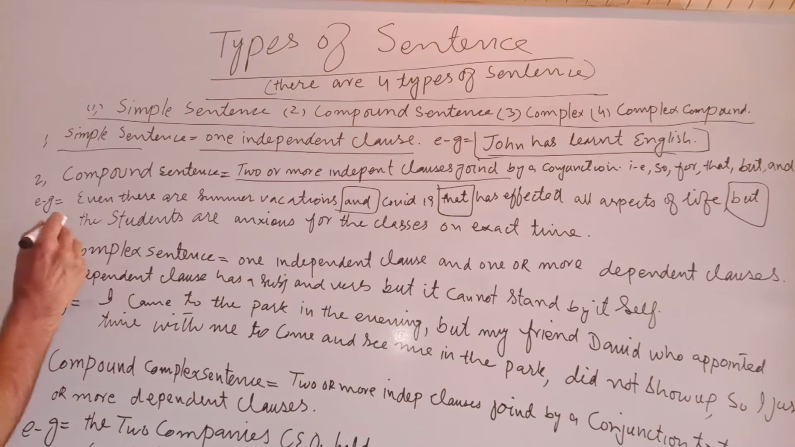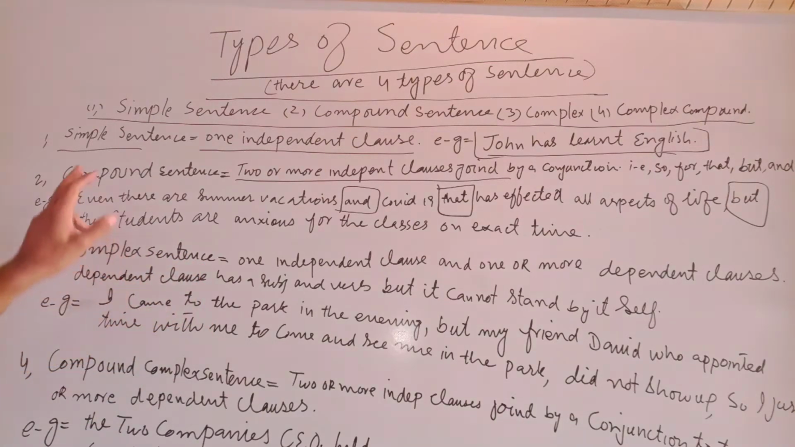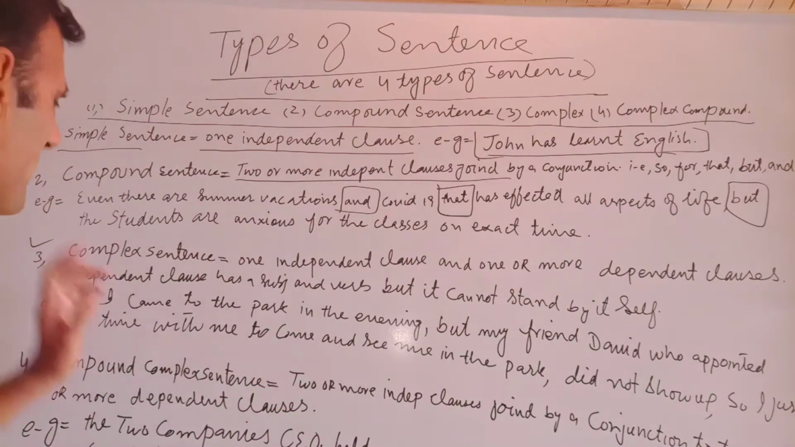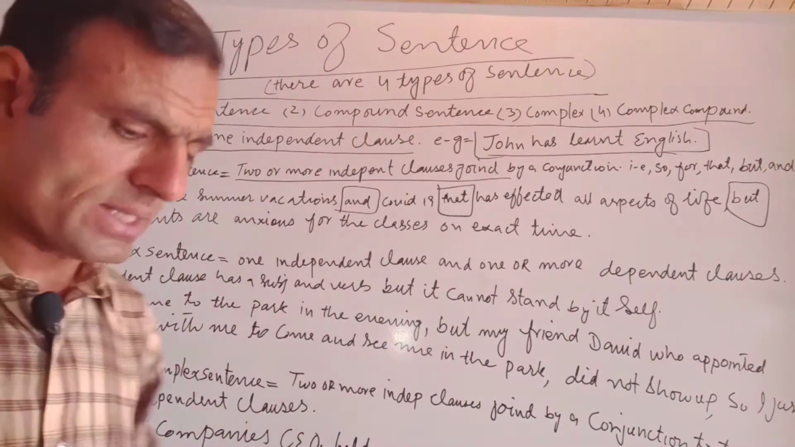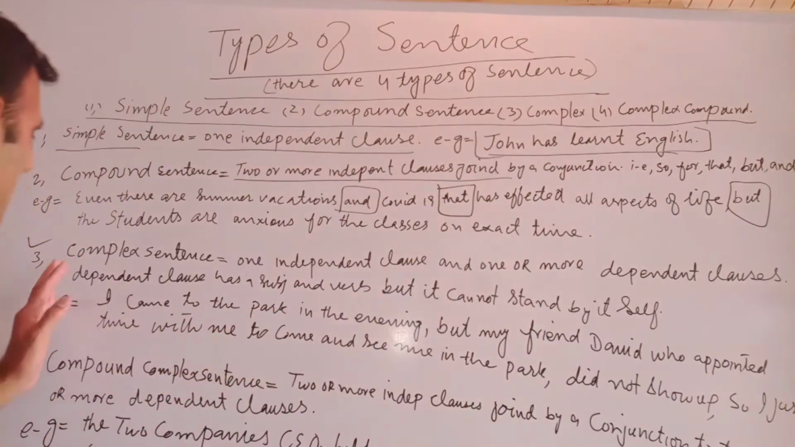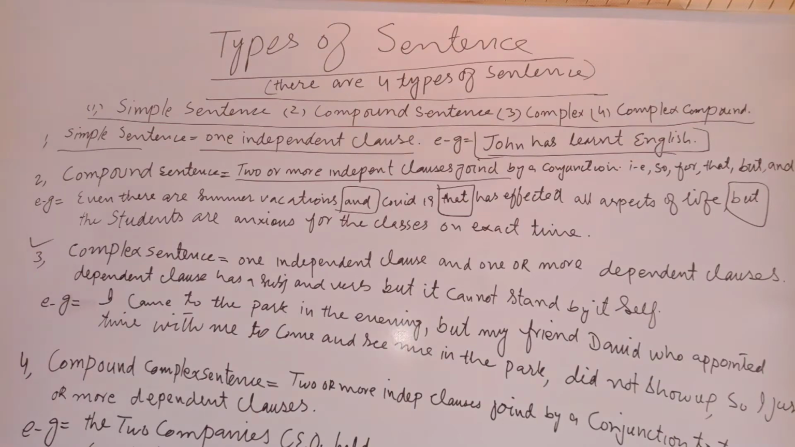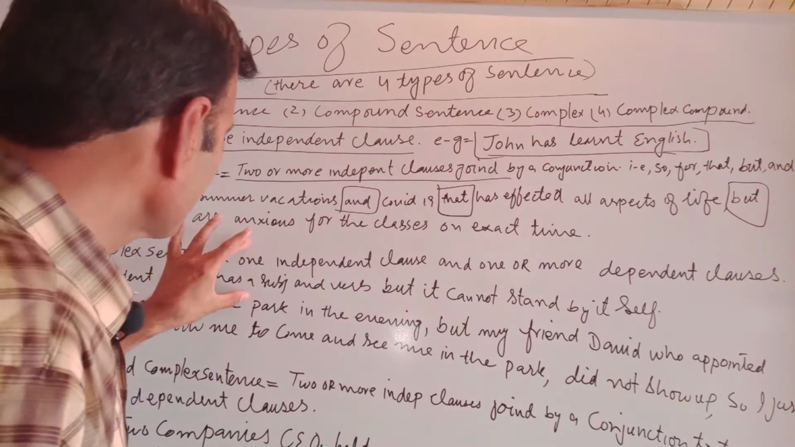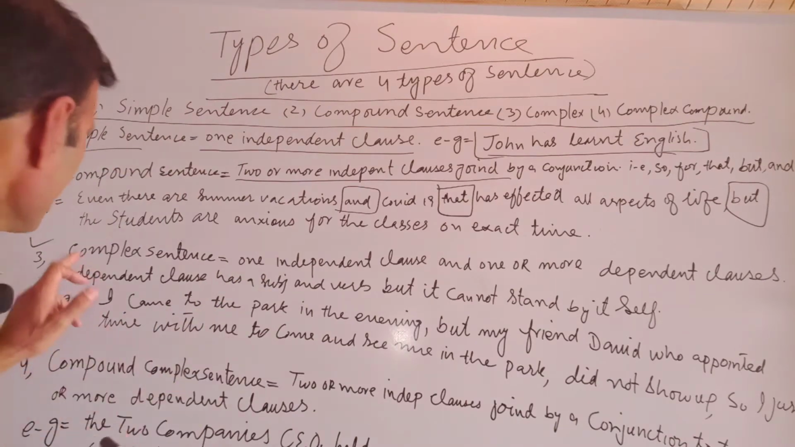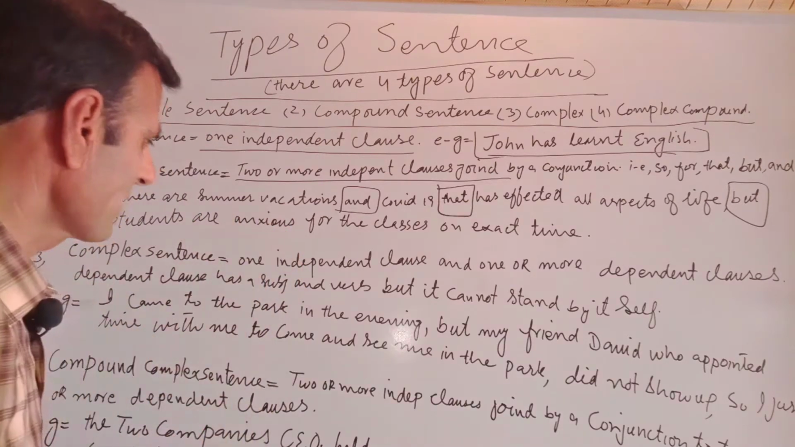The third one is complex sentence. Compound means more than 1. Complex is like intricate. Complex tells us from its name that this is something complex. But we should not be worried, because we can learn even if it's complex. We'll try to teach this to you simply. Even though its name is complex sentence, we'll try to make it easier and simpler.